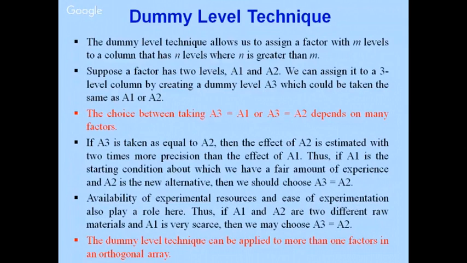If A3 is taken as equal to A2, A2 is estimated with 2 times more precision, obviously, because we have taken twice that rows for that. If A1 is the starting condition, we have a fair amount of experience. A2 is a new alternative, you take A2. Whatever you consider more important. Like if I go back to the example I have taken, current came out to be very, very important. So I can take 6 levels of the current. So current will be estimated with double the precision. So that is the basic idea of this technique.